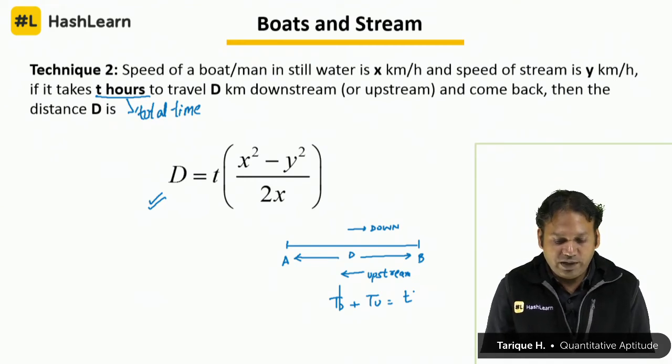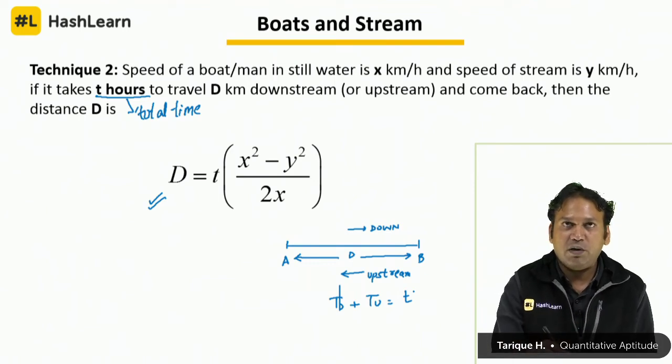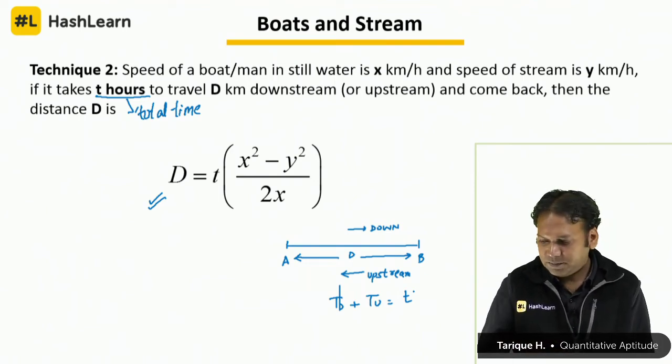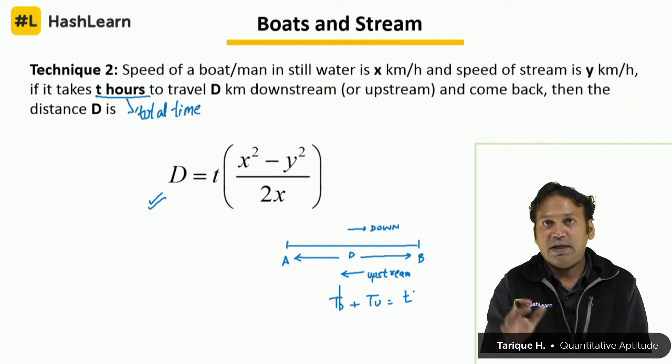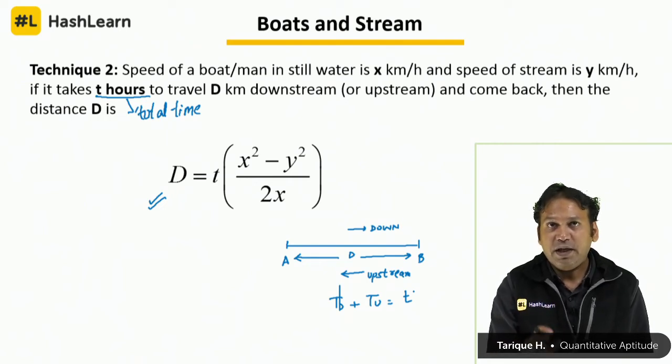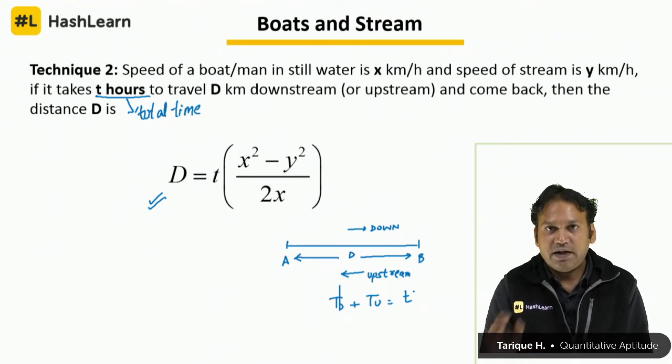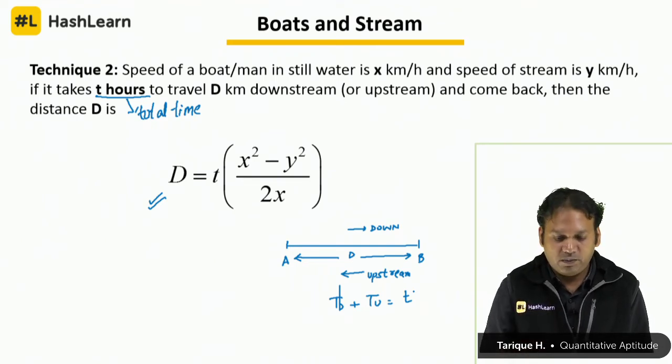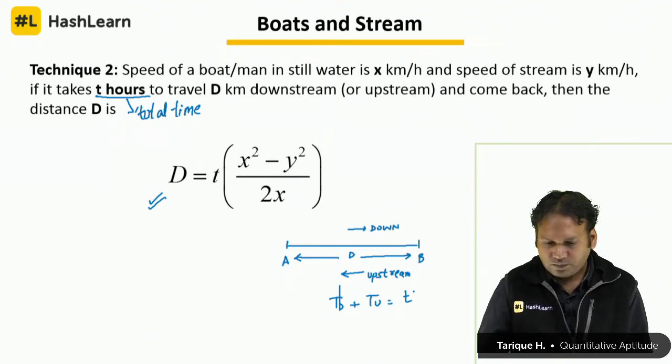X is the speed of boat and y is the speed of stream. So, if you put the value in this formula, immediately you will get the answer. Saves at least 5-6 steps for you and helps you get the answer within 10-15 seconds itself. That is how useful and important this formula is. So, we will take one example question here from technique 2.